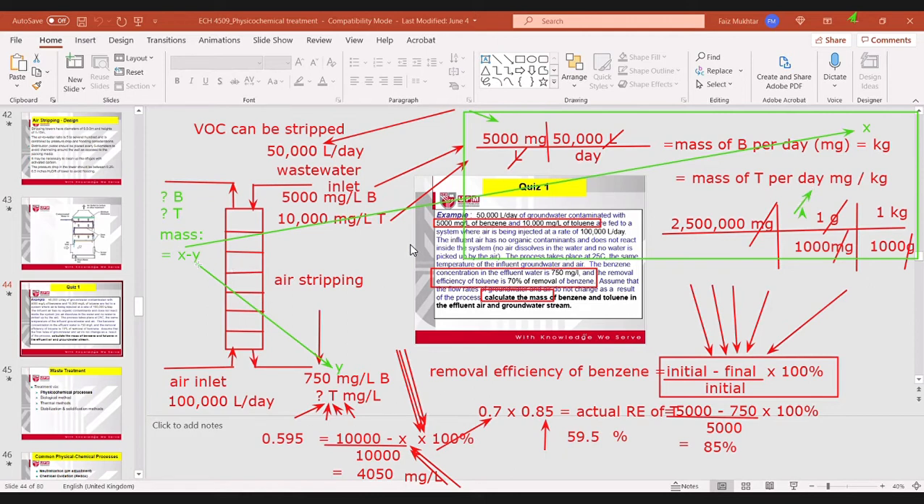If you minus those two, you will get the mass of benzene up here. Okay, you will get that immediately. So it's just a simple subtraction and you get the mass of benzene.